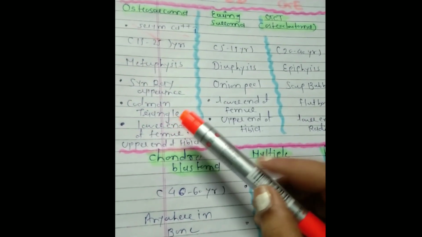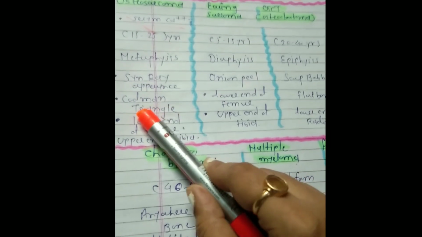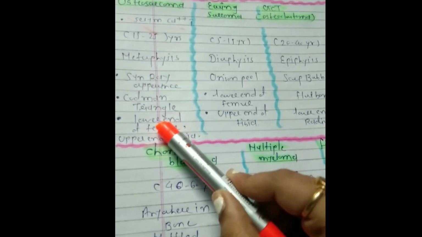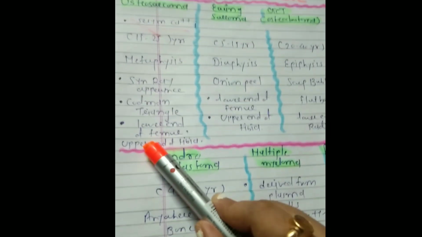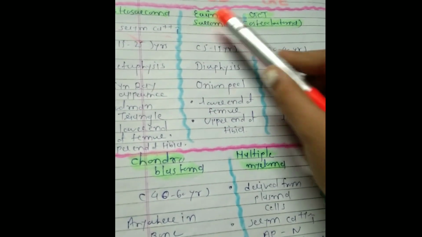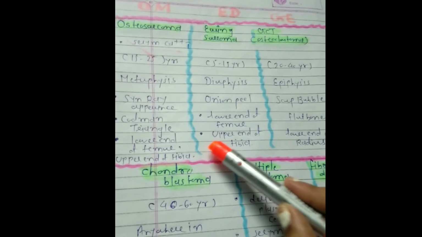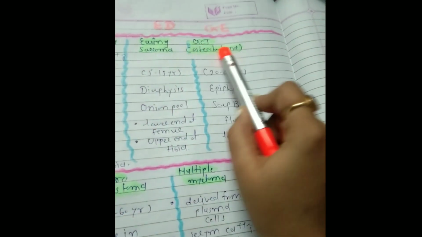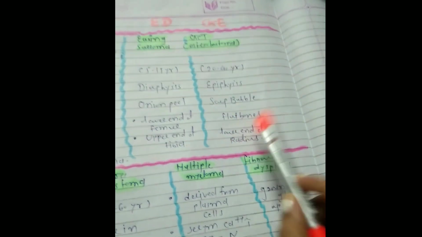Then the most common site where osteosarcoma occurs is the lower end of the femur and the upper end of the tibia. The most common site for Ewing sarcoma is the same as osteosarcoma, the lower end of the femur and upper end of the tibia. And GCT, that is osteoclastoma, happens at the lower end of the radius.